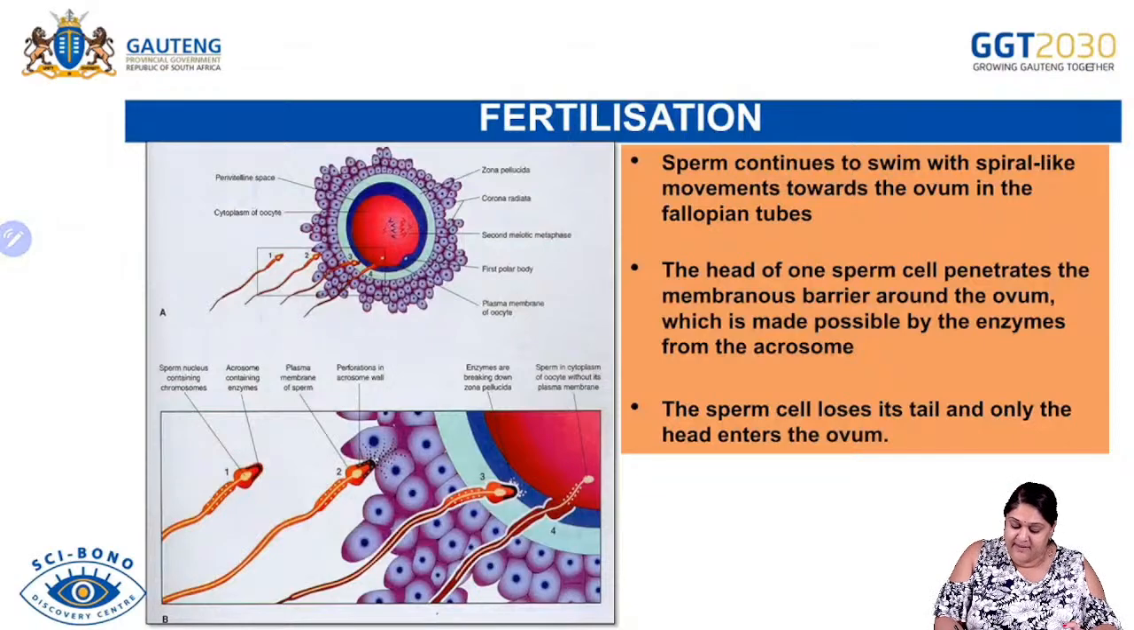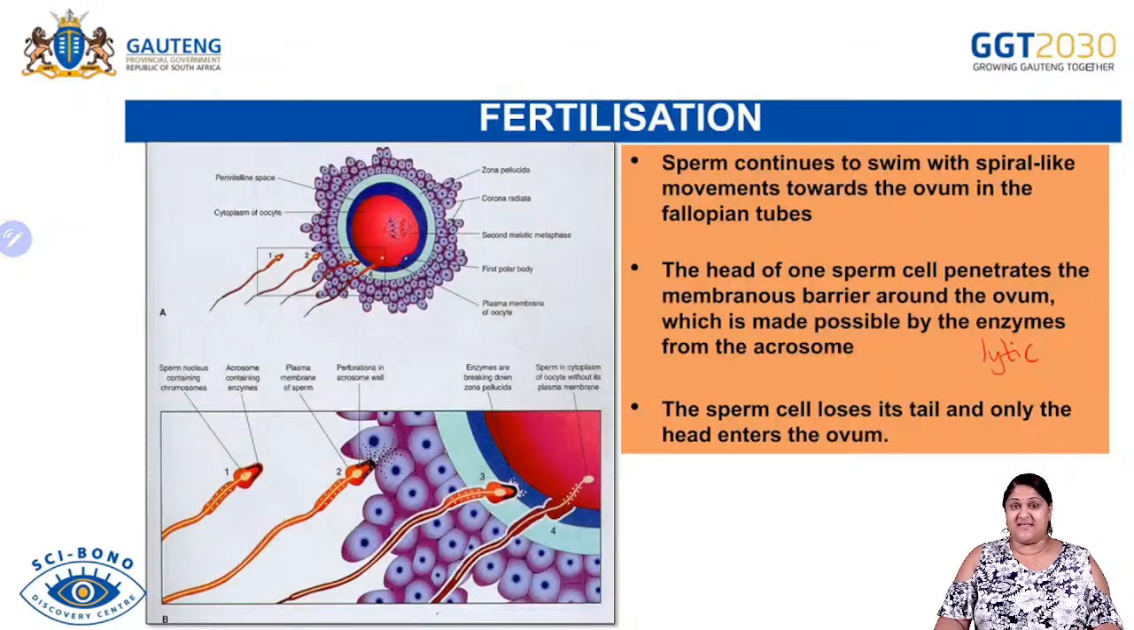And just for more information, those enzymes are called lytic enzymes. Then the sperm is going to lose its tail and only the head enters the ovum. So let's just have a look at what's happening here.